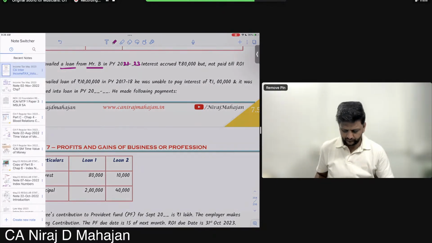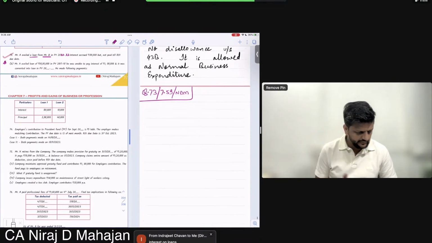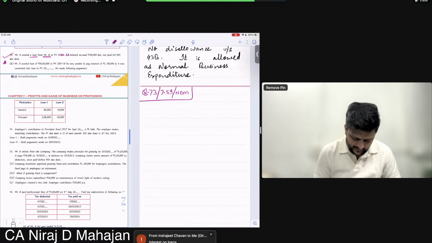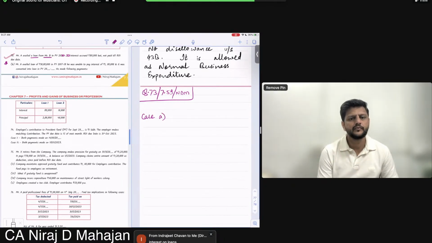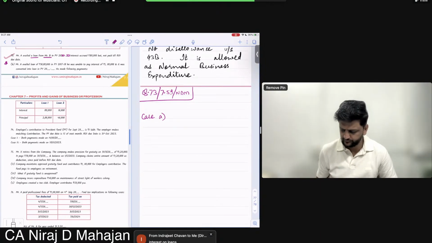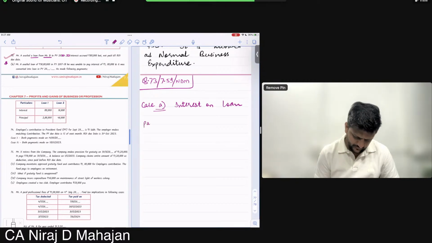Write down. There is case B also, so I'm writing case A. Correct. Case A: interest on loan payable. Loan payable to Mr. B. A took a loan from Mr. B.